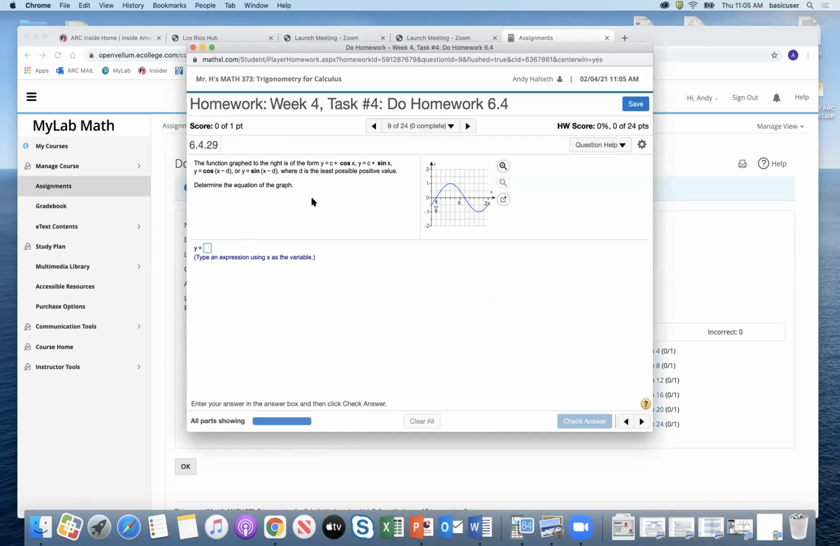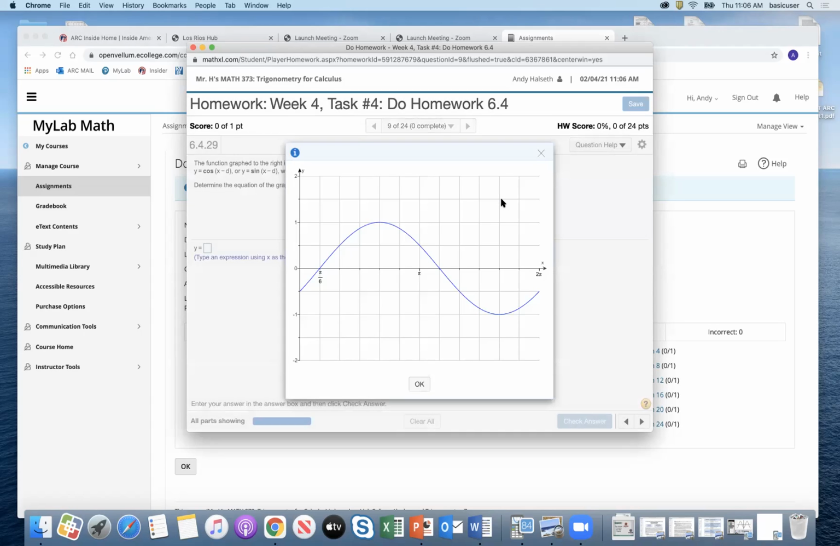And the key is it can be of any of these forms, but D is the least positive possible value. Otherwise, there could be an infinite number of answers. So that makes it just one answer that way. So let's blow this up and try it out.